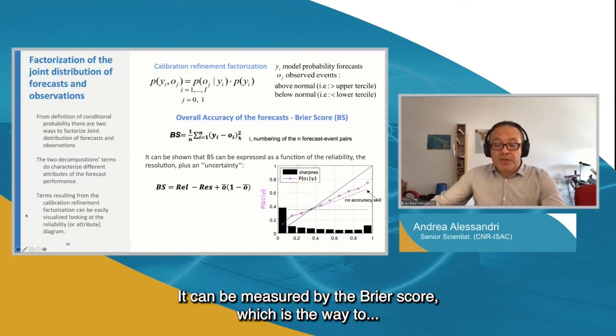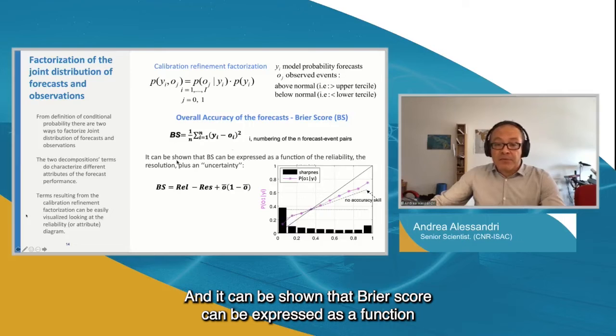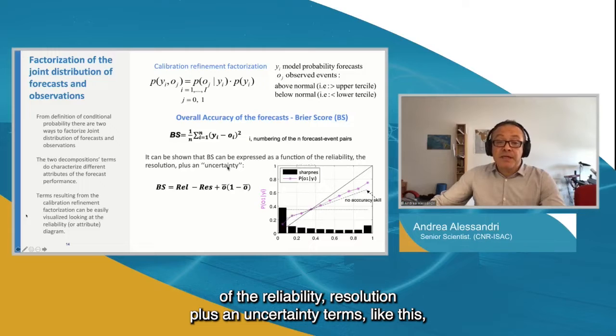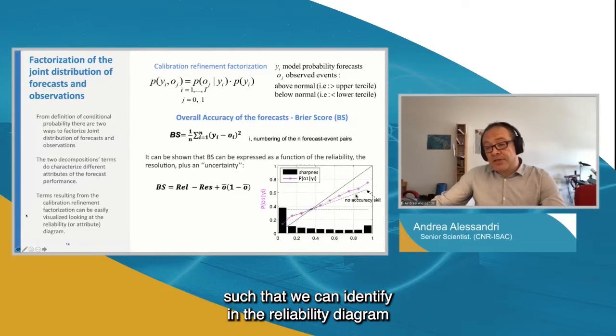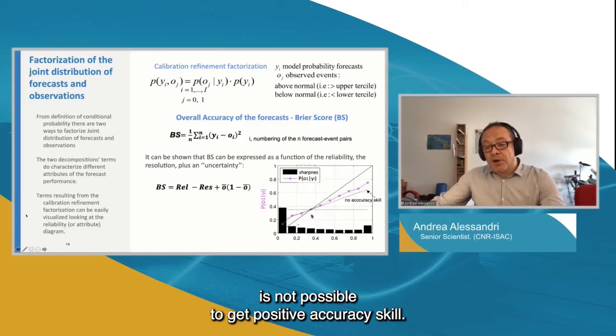Brier score, which is the weighted sum of the error of the forecast here. And it can be shown that the Brier score can be expressed as a function of the reliability, resolution, plus an uncertainty term like this, such that we can identify in the reliability diagram the no-accuracy-skill line, this dashed line here, that basically says that below this line it is not possible to get positive accuracy skill.